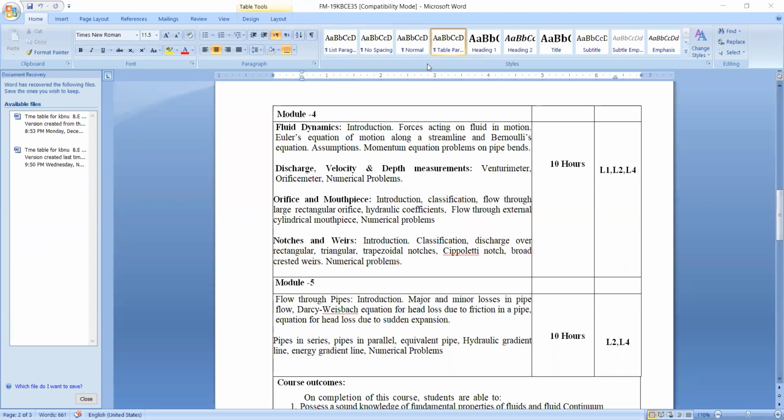It is very easy also. So in flow through pipes, what you have to study: introduction part, major and minor losses in a pipe flow, Darcy-Weisbach equation for head loss due to friction in a pipe, equation for head loss due to sudden expansion. In the next case, we have to see pipes in series, pipes in parallel, equivalent pipe, hydraulic gradient line, energy gradient line, and numerical problems. So here we have to see all these things. So today we will see the introduction part, flow through pipes.